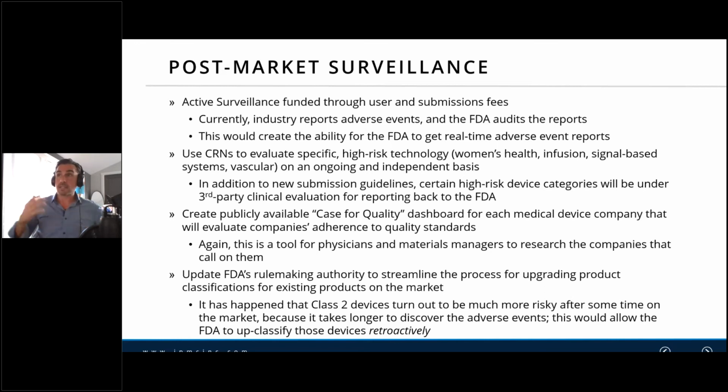So as I suggested, the FDA is also talking about changing their post-market surveillance methodologies for Class 2 products, moving from a more passive surveillance paradigm to a more active surveillance paradigm, but through user and submission fees, right? So currently the industry reports adverse events and FDA audits those reports. This is going to change that, so the FDA is going to be getting real-time adverse event reports, and they're going to be doing their own surveillance and being more proactive in that regard.